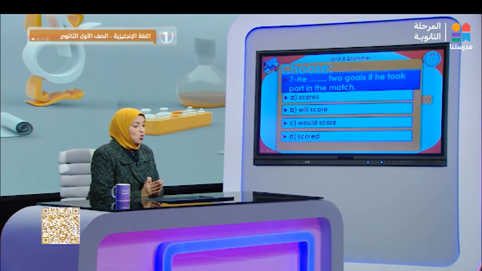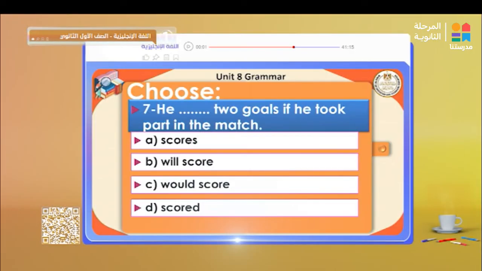He took goals if he took part in the match. طبعا عندنا هنا بعد if took عندنا هنا ال past simple. طيب طالما ان هو past simple يبقى هستخدم scores, will score, would score or scored. طبعا لما يكون past simple يبقى معنى كده احنا بنستخدم type 2. type 2 يبقى هيبقى عندي يا اما would, might or could. يبقى ال right option اللي عندنا هنا ايه؟ ايوه فعلا would score.